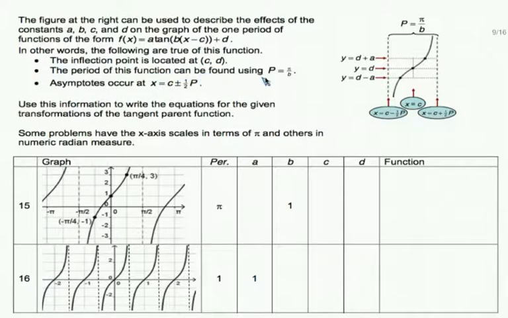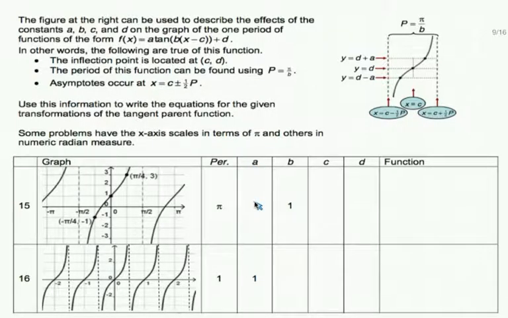And the period is going to be P, period equals pi over B. I know I showed you guys that yesterday. And then the asymptotes are going to be whatever our C value is, plus and minus half of our period length. Okay? And then they want you to use this information up here to figure out all this information down here. Okay? So let's go ahead and look at it.